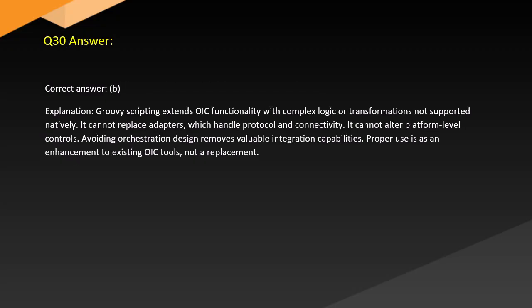Answer. Correct answer: B. Explanation. Groovy scripting extends OAK functionality with complex logic or transformations not supported natively. It cannot replace adapters, which handle protocol and connectivity. It cannot alter platform-level controls. Avoiding orchestration design removes valuable integration capabilities. Proper use is as an enhancement to existing OAK tools, not a replacement.